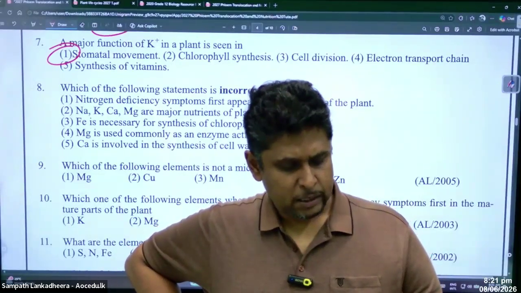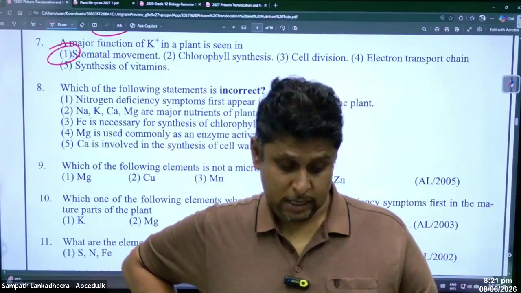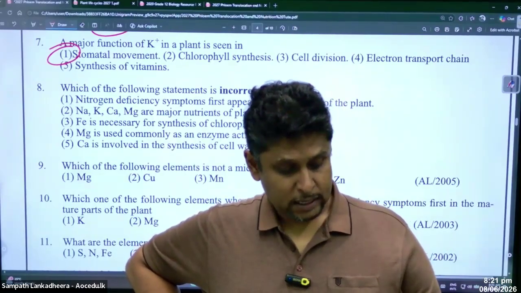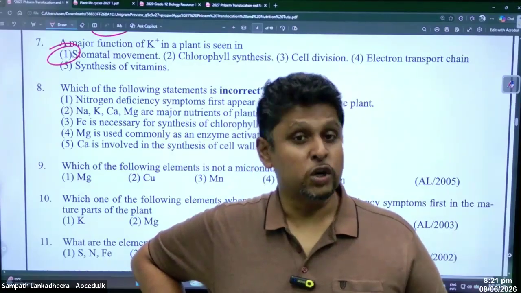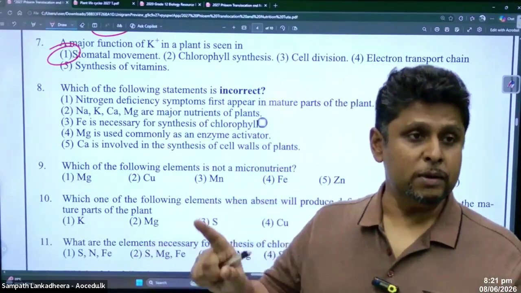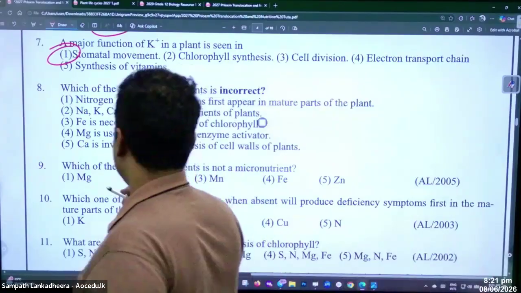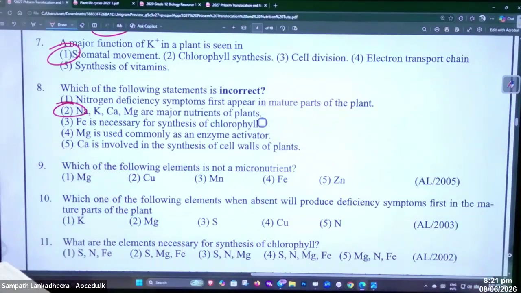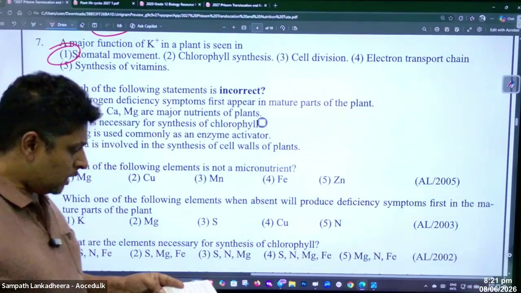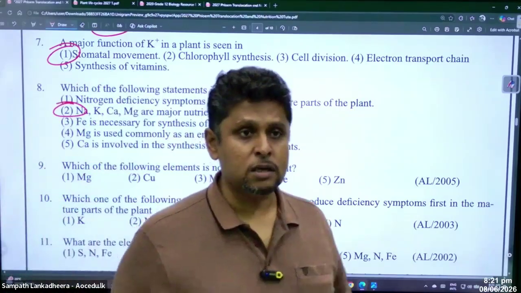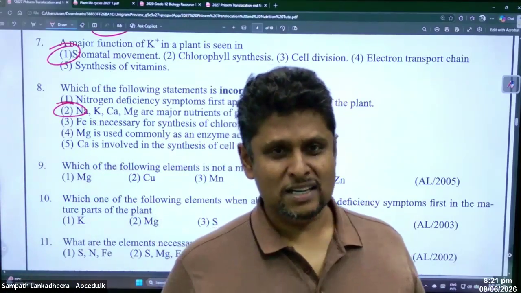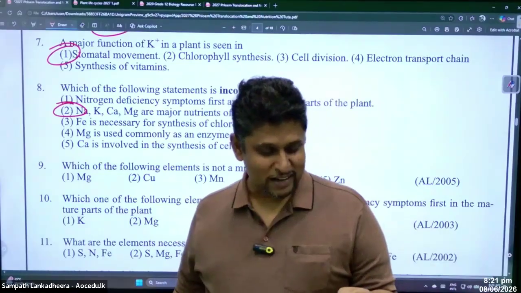Next: sodium, potassium, calcium, magnesium are major nutrients. No. Why not? Sodium is not. So the second has to be the answer. Iron is necessary for synthesis of chlorophyll.